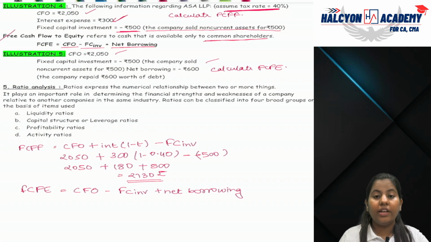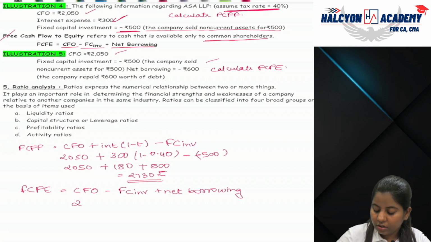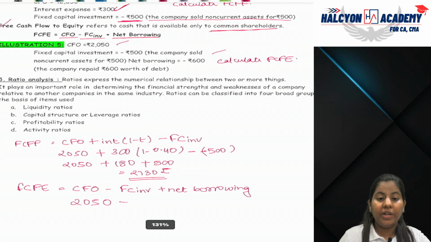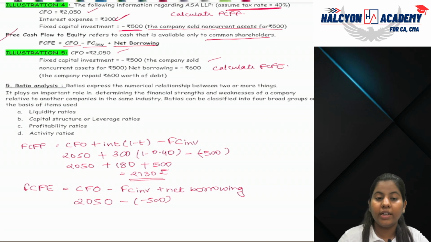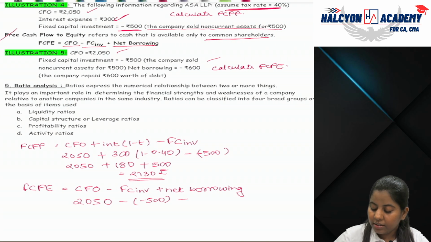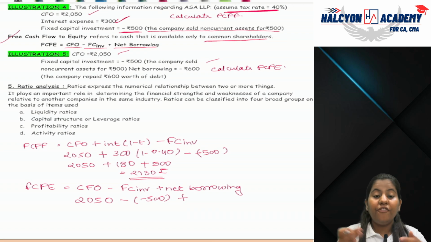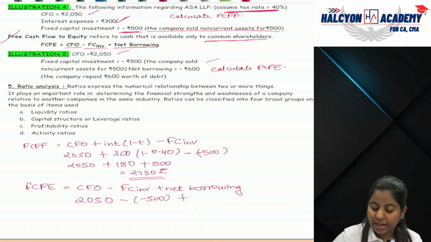So what figures are given in the question? CFO is 2050. Fixed capital investment is minus 500 because we have sold the non-current assets. Plus net borrowings. Here we have repaid the debt, so it is minus 600.